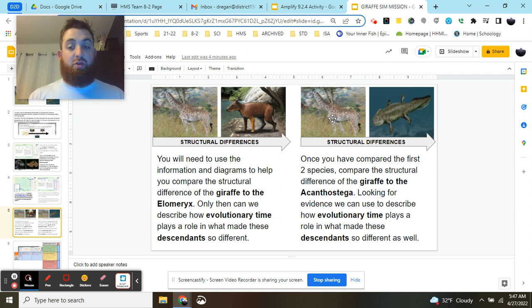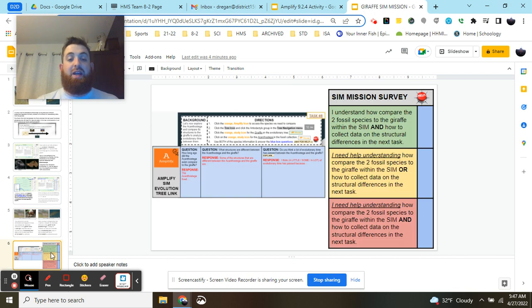You'll then do it again for the giraffe and the Acanthostega, okay? Looking again, what are those structural differences and comparing the two so that you can make observations. So when you get into the task itself, it's going to break down how to follow the steps I just showed you. There's a help button that gives you a screenshot of where you need to click and what. I recommend using that so that you can then begin to collect your data about how long ago those fossils were found, what those structural differences are, and then how much time do you think has passed. So you'll do that for the giraffe compared to the first species, and you'll do that for the giraffe compared to the second species.